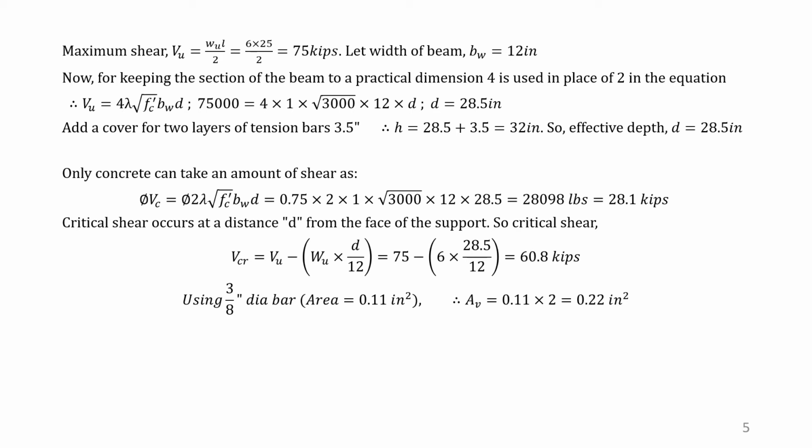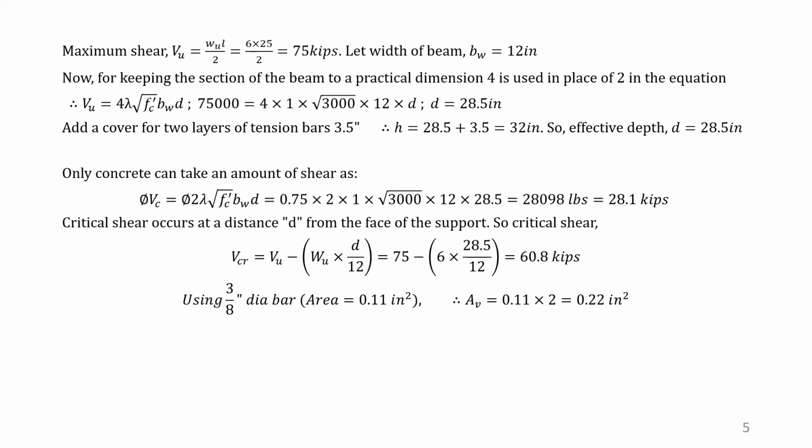Again, the thing is very new to you, and that's why I will repeat this. We have found the maximum shear as 75 kip. We have assumed the beam width as 12 inch, and we have a general equation for Vu with respect to concrete strength, beam section, and concrete stress. In that equation, some factors are constant, like lambda, f'c, Bw, and d.